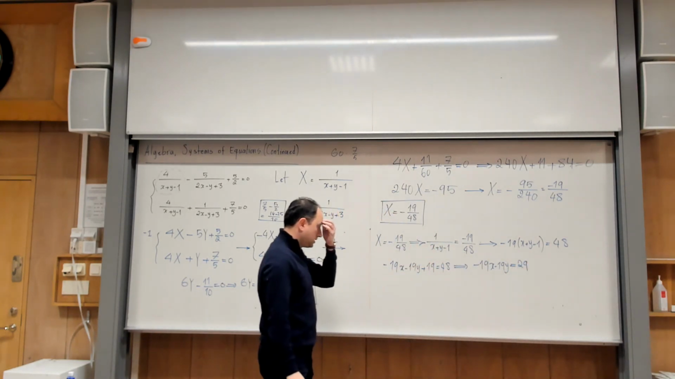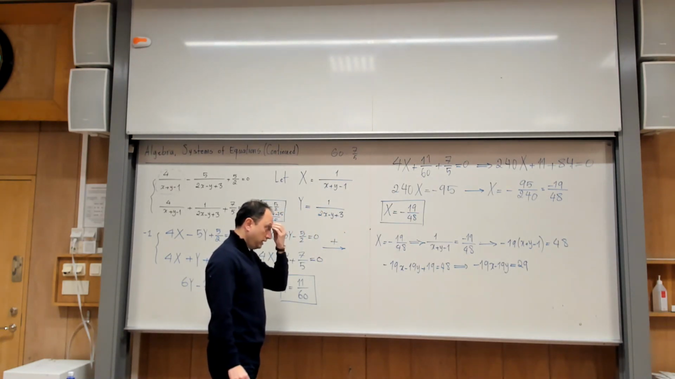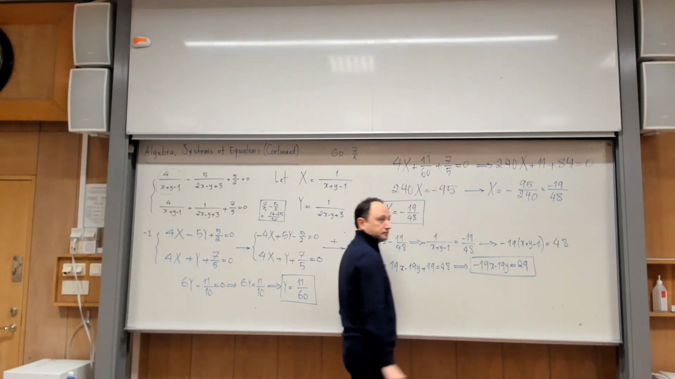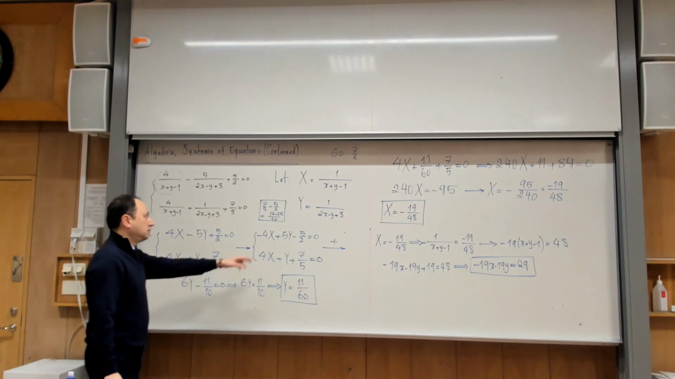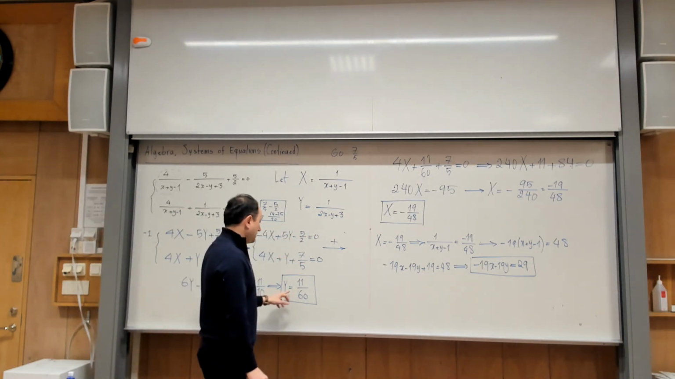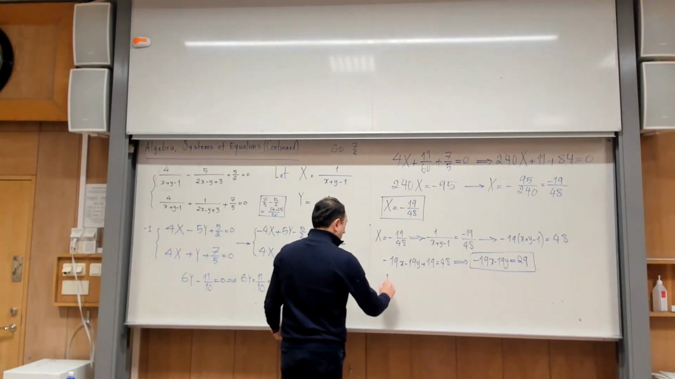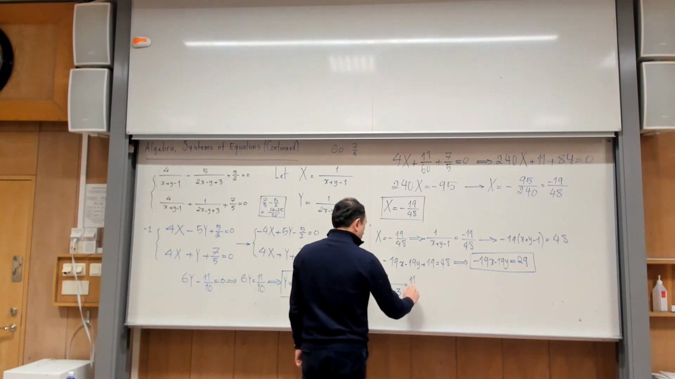48 minus 19 is 29, yes. So this is the equation that I get. And I have to do the same thing for y. Y is this expression, but I got y equals to this, so I equate them. It becomes 1 over 2x minus y plus 3 is equal to 11 over 60.